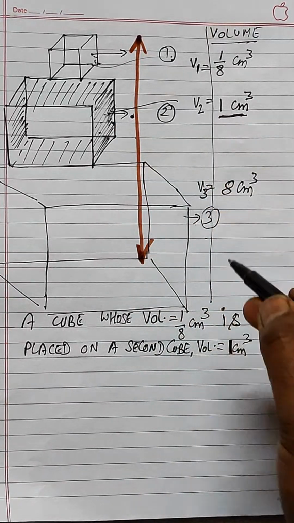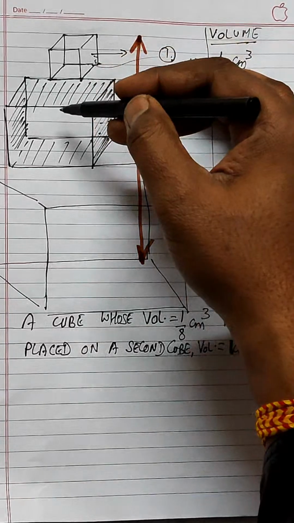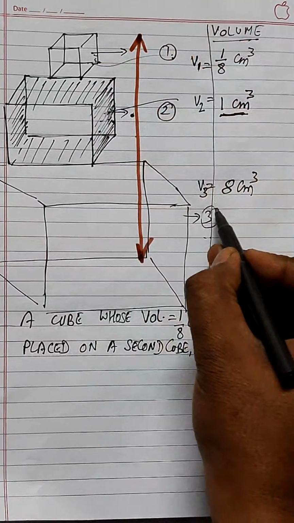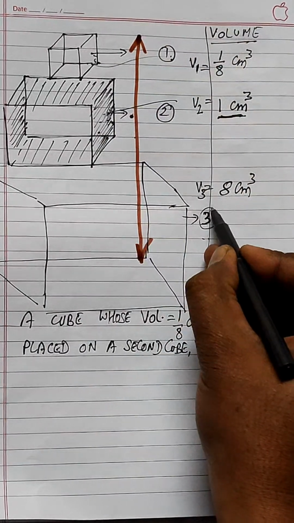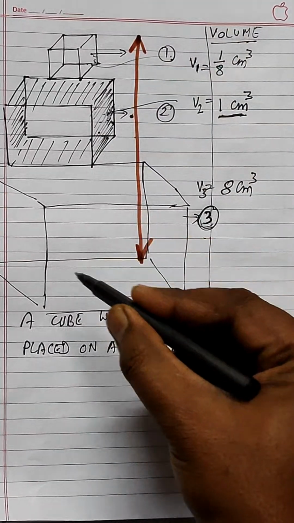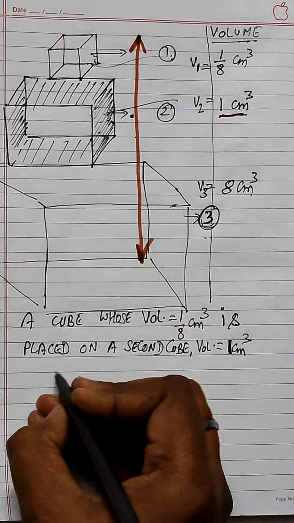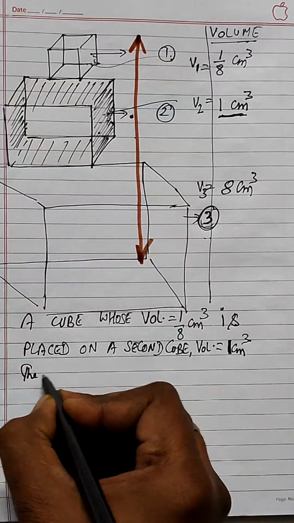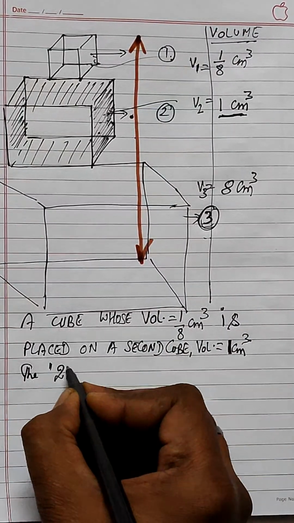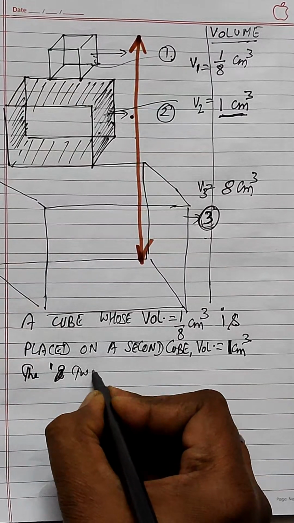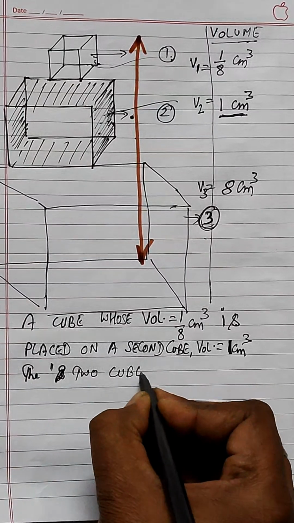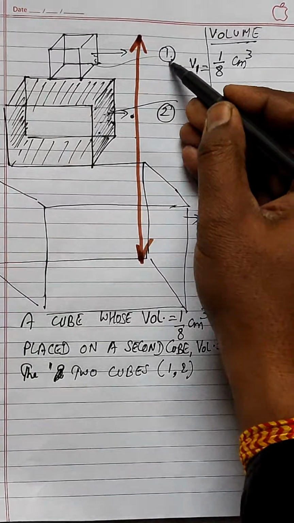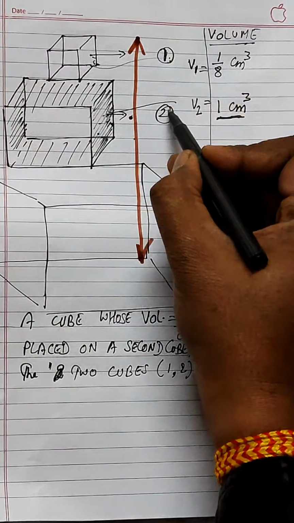Now, both these cubes are then placed on the top of a third cube. So this is the third cube. You can see here, this is the third cube. This one, the bigger one, okay? So I'm writing it. The two cubes, that means 1 and 2. This is 1 and this is 2.